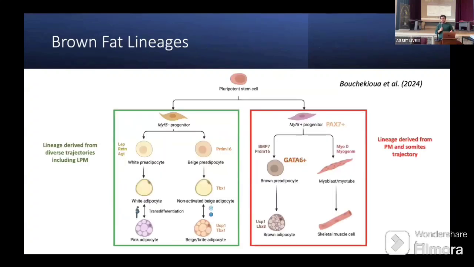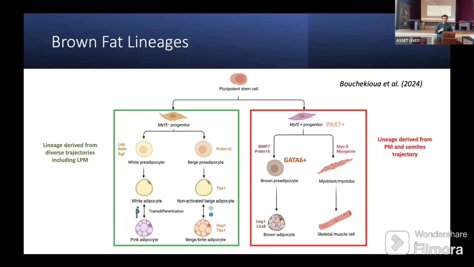So from the single cell point of view, if we start from pluripotent stem cells, we'll have different brown fat lineages. On the left, in green, we have what we call the MYF5 negative progenitor, which comes from the lateral plate mesoderm, the one that was in the extremity in the previous slide, which will give rise to 3 types of adipocytes. The yellow white adipocytes, which is the basic fat cells that we know for storage of triglycerides and energy in general. We have the pink adipocyte, which is a form of adipocyte used for lactation during pregnancy. And we have the beige adipocyte.